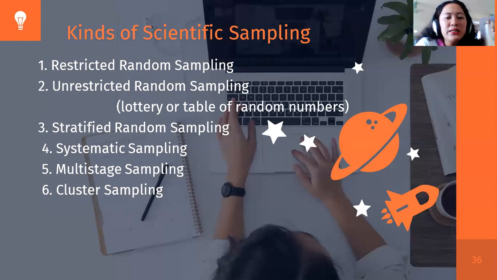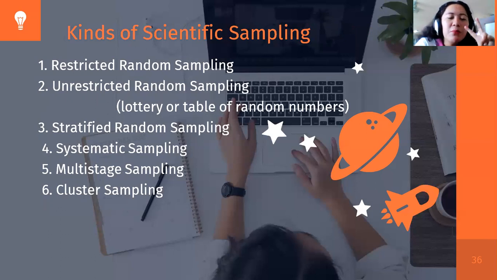And table of random numbers also is that you have to indicate numbers for everyone in the population, and then you will count. For example, you want the fifth respondent to be the sample of your study. So you will count 1, 2, 3, 4, 5 first respondent, another 1, 2, 3, 4, 5 second respondent, another 1, 2, 3, 4, 5 third respondent. So that is table of random numbers.